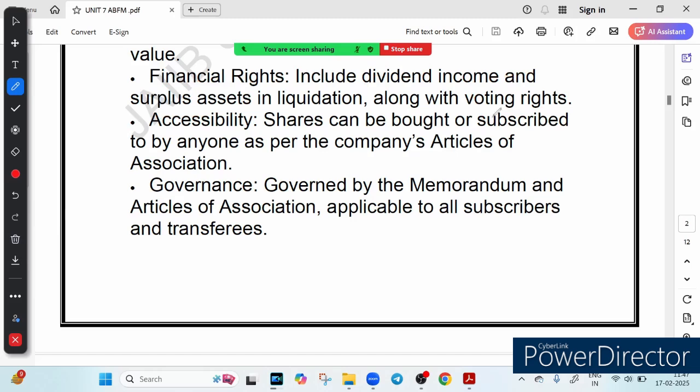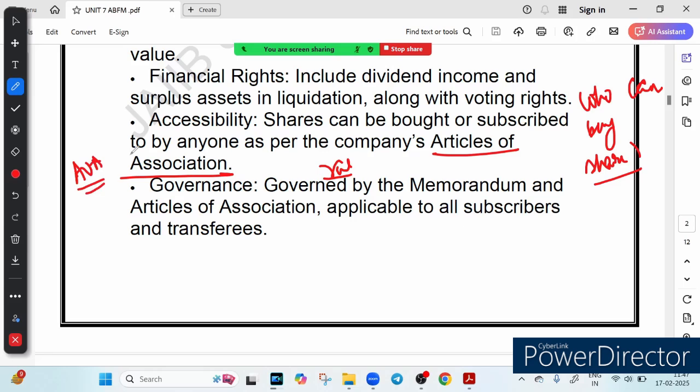Now the question is, who can buy shares? Equity shares are open to anyone who meets the company's rules. And what is the company's rule? It is called AOA, which means Articles of Association. So whoever meets the company's rules can buy the share, right? Have you heard of IPO? IPO stands for initial public offering. That is when a company sells its shares to the public for the first time. So under an IPO, what happens?